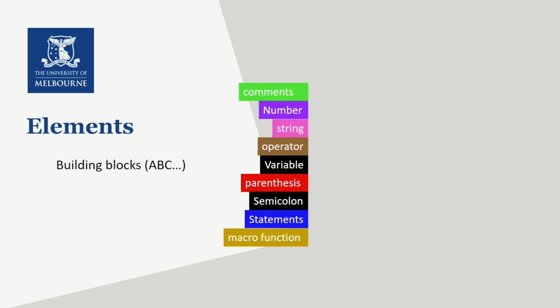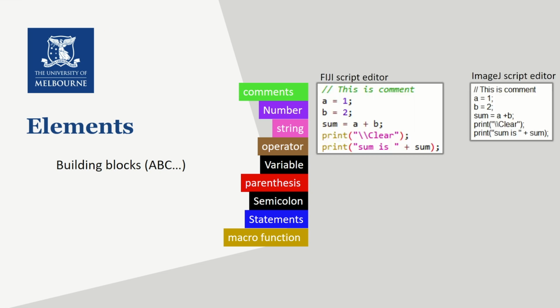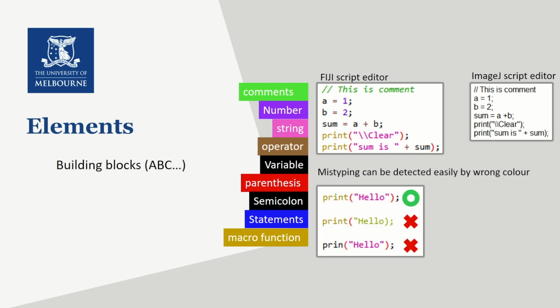Elements are essentially the building blocks of a programming language, just like the alphabet in English. In the FIJI script editor, each element is automatically color-coded, so it is much easier to read than text written in just black and white. Also, mistyping can be detected easily if we pay attention to the color. So this color scheme will be used throughout this talk.